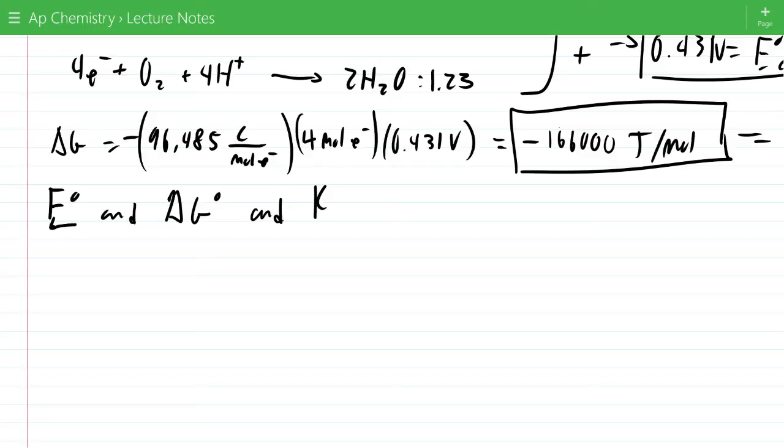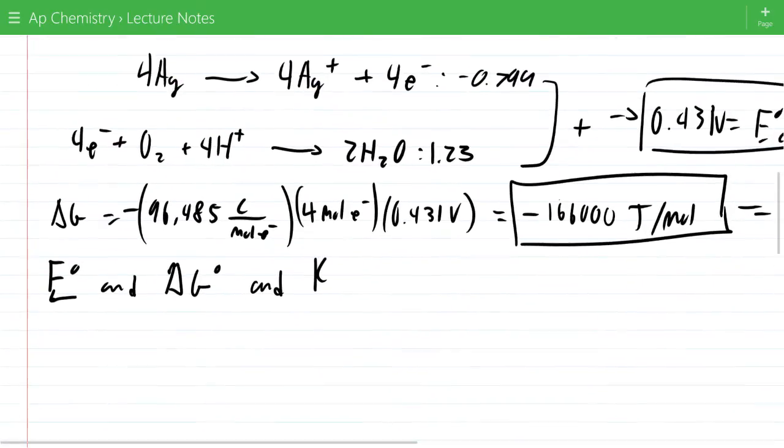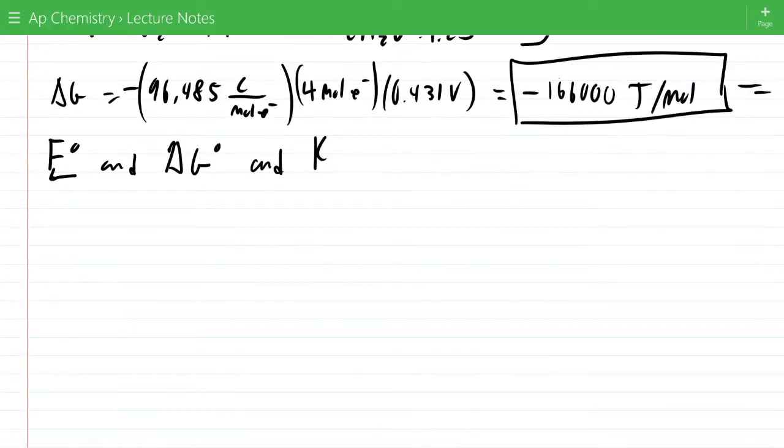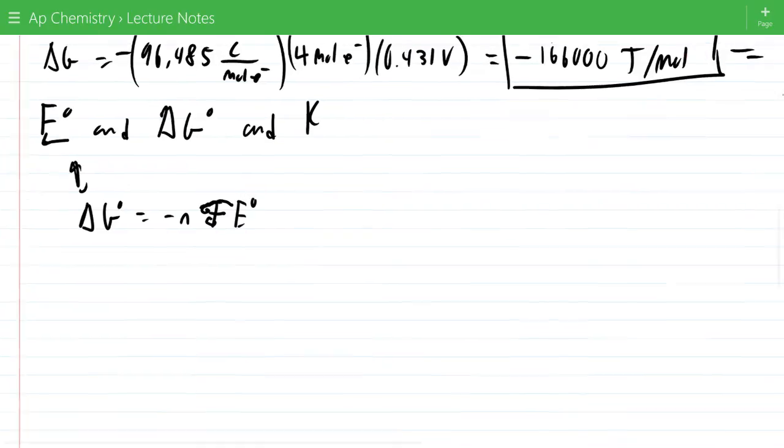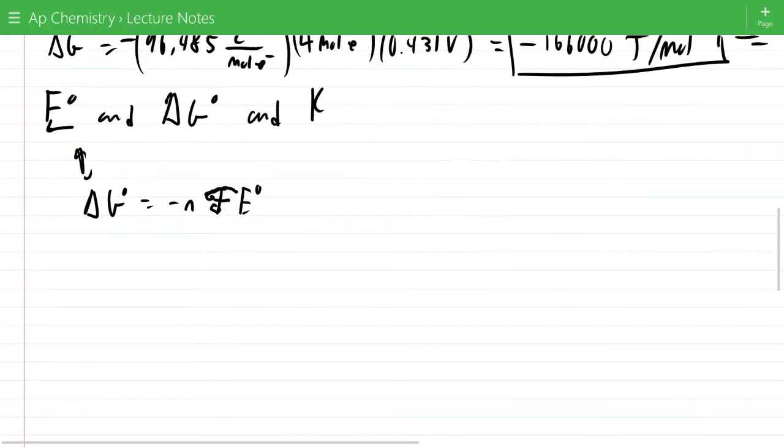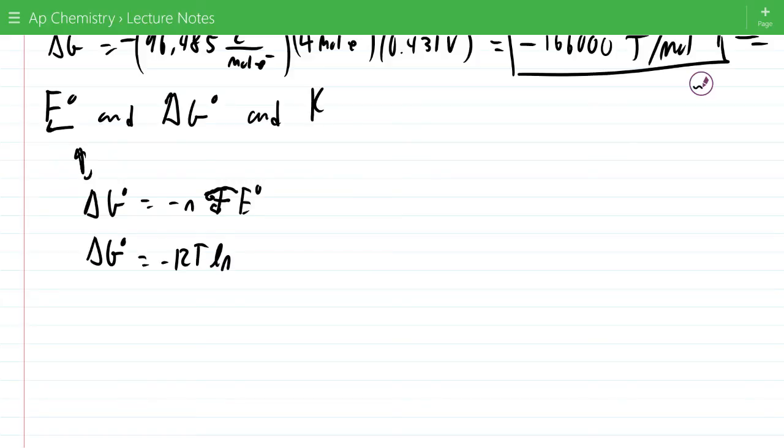Okay, so this is how you relate these two things. Now, if you wanted to get this over to K, there is an equation that links these two things together. I don't know if y'all remember this guy: negative RT ln K. That's a negative. And this one is RT over NF. So these are the two things: if you can get this, you can get this, and then get this.